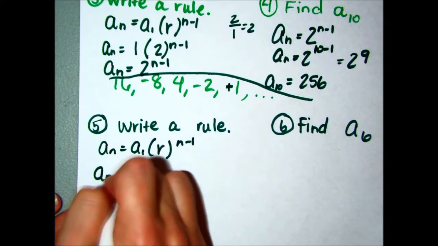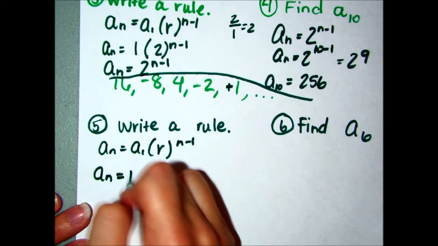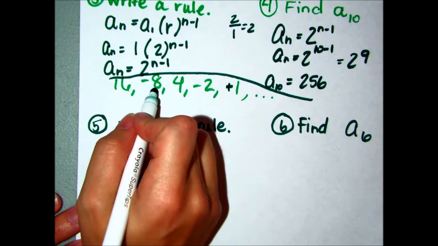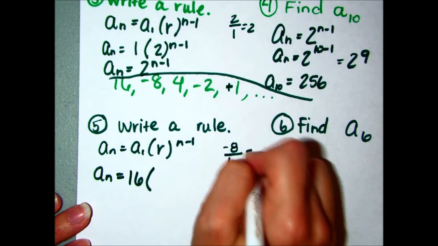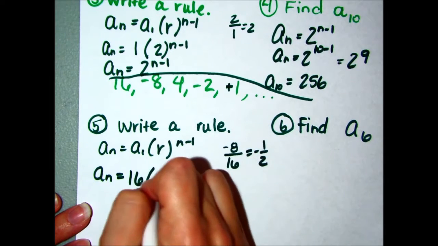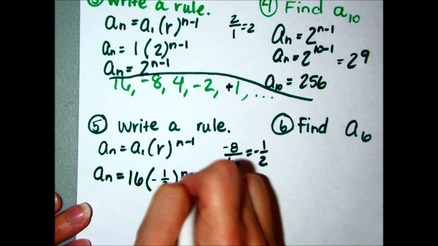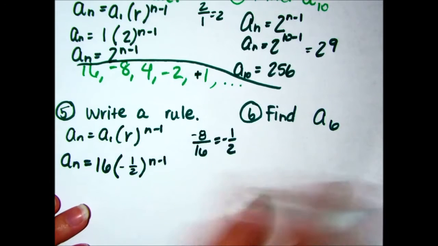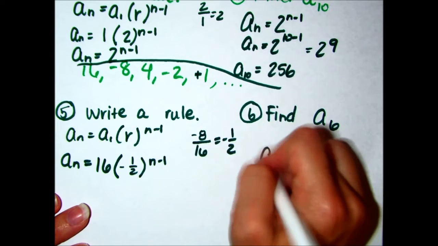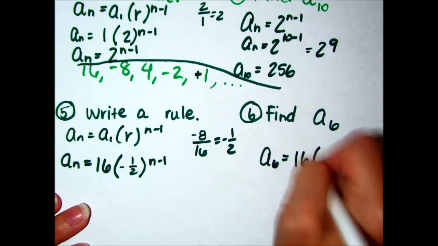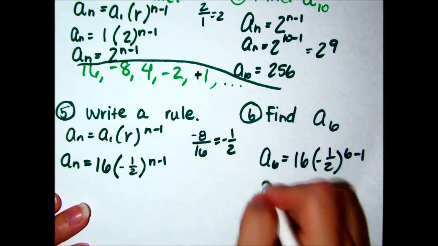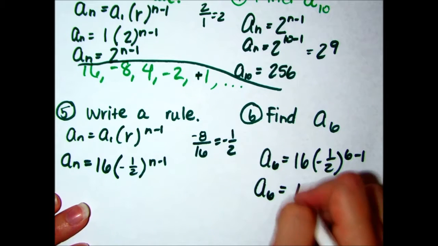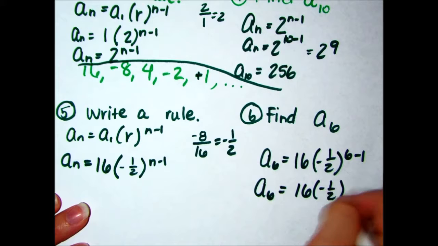So a sub n is equal to the first term, which is 16, times our common ratio, and remember, take the second term divided by the first term. So -8 divided by 16, which is really -1/2. So our common ratio is -1/2 raised to the n-1 power. And then if it says to find a6, you can use your rule that you just made. So a6 is equal to 16 times -1/2 raised to the 6-1 power. So a sub 6 is equal to 16 times -1/2 to the 5th power.